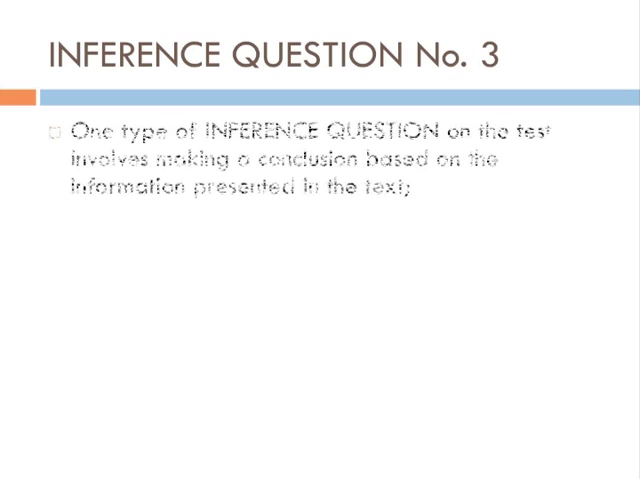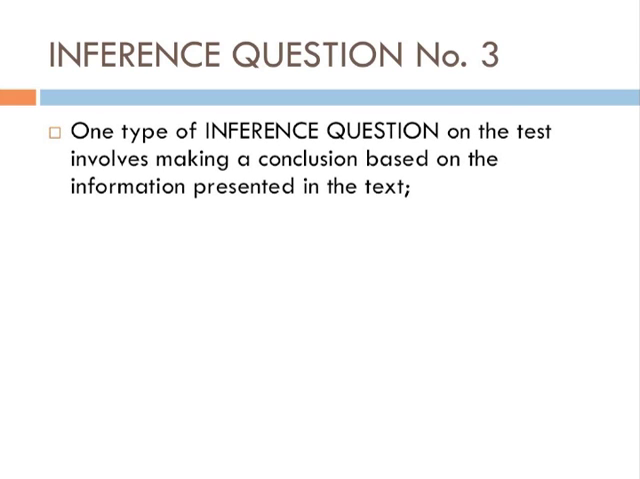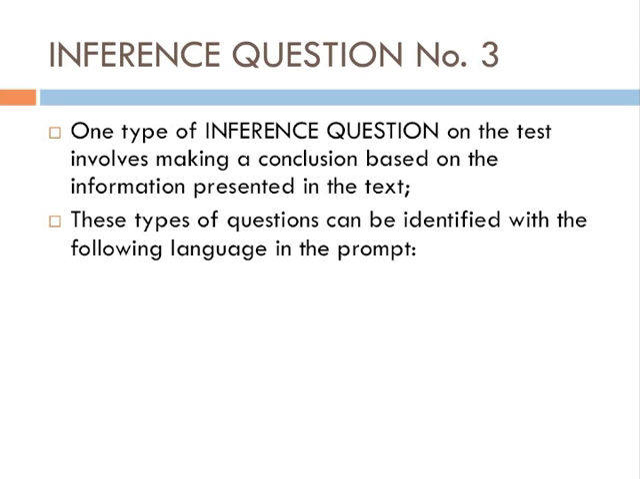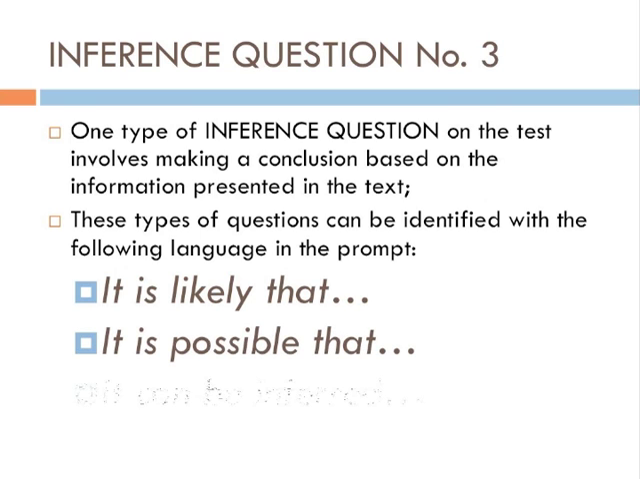So we're going to look at question type number 3. Question type number 3 generally refers to the idea of making an inference, and most of the time that means making a conclusion based on information we see in the text. These types of questions can be used with language such as it is likely that, or possible that, or it can be inferred. We also might see questions such as it is suggested. Any of those words can indicate that we're trying to draw a conclusion based on the information.